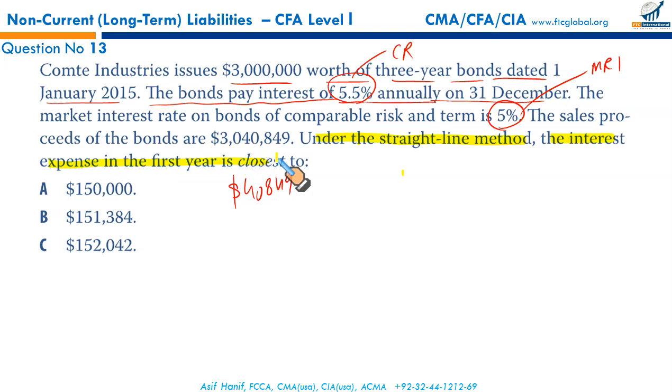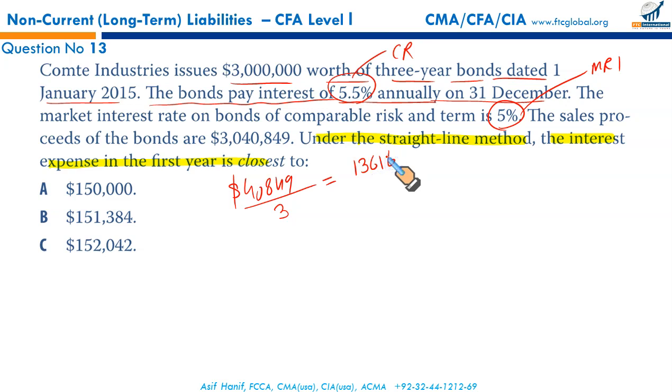Previously, we have been using the effective interest method to amortize discount and premium. But under the straight line method, you simply divide this amount of premium. Since it's a 3-year bond, you divide it by 3. It means every year the premium amortization will be 13,616.